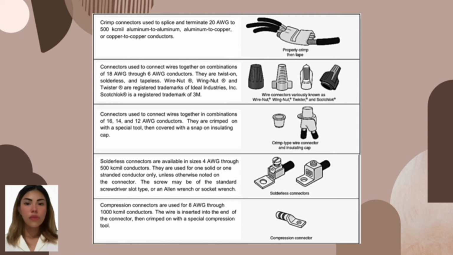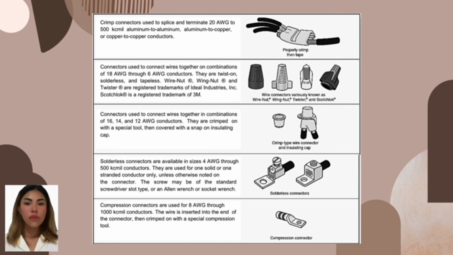Solderless connectors are available in sizes 4 AWG through 500 kcmil conductors. They are used for one solid or one stranded conductor only, unless otherwise noted on the connector. The screw may be of the standard screwdriver slot type, or an Allen wrench or socket wrench.